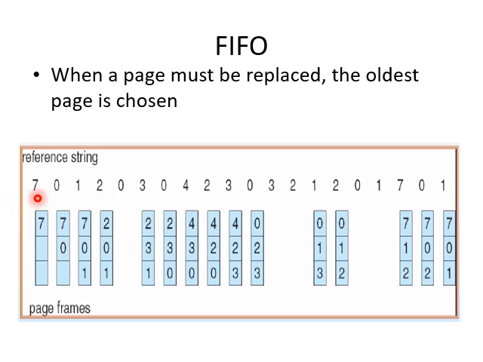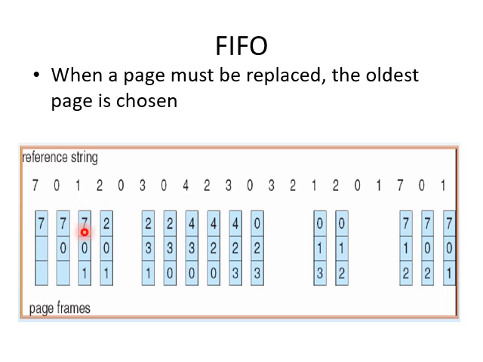So when a reference to page number 7 was made, obviously there was a page fault. So 7 was brought into the frame. In the very beginning, there is no page in the frame, right? Then a reference to 0 was made, it was brought into the frame. Again a page fault. A reference to 1 was made, again not available in 7, 0, so it was brought into the frame. Then a reference to 2 was made, once again not in 7, 0, 1, so there is a page fault.